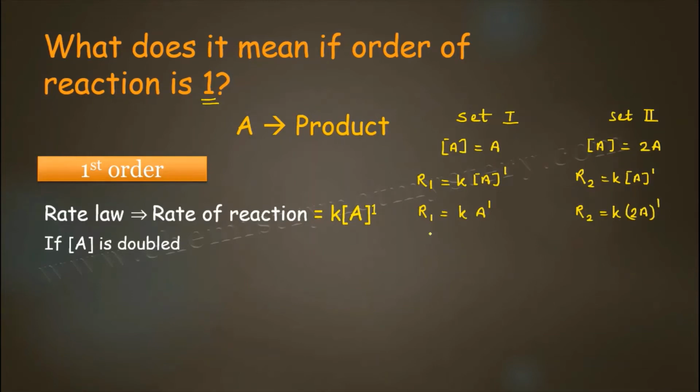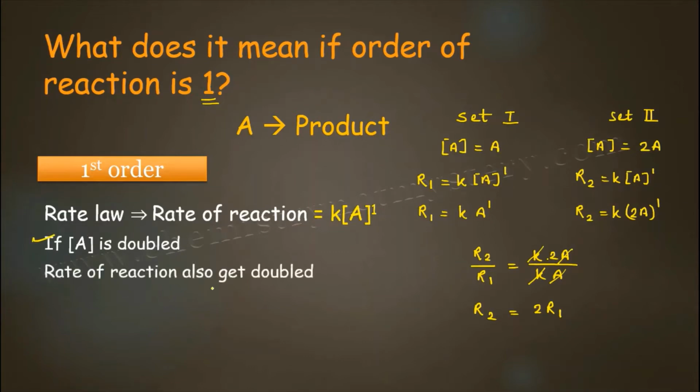Now try to find out the relation between R1 and R2. So you will get R2 divided by R1 is equal to K into 2A divided by K into A. Because we have performed the experiment under the same temperature condition, the rate constant will remain the same for the given equation. So here we can cancel out K with K and A with A. So you will get the relation R2 is equal to 2R1. That means on doubling the reactant concentration, the rate of reaction also gets doubled if the order of reaction is 1.